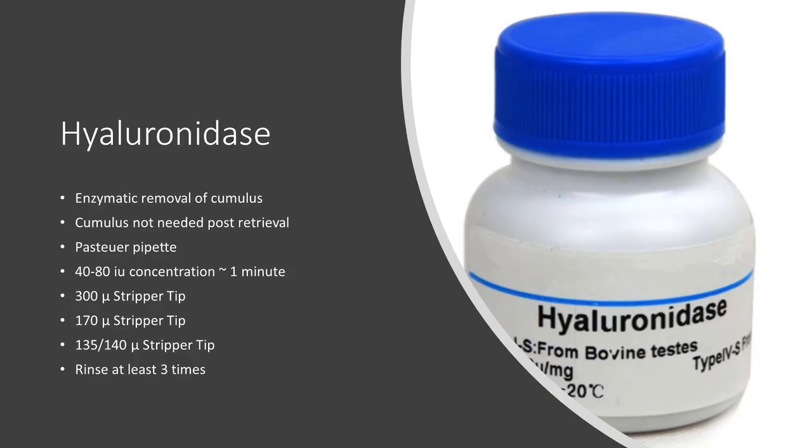Hyaluronidase, and some vendors call it cumulase, has an activity level of 80 international units. I have personally diluted it 1:1, making it 40 international units, with little problems. Hyaluronidase is an enzymatic removal of the cumulus that must be done prior to ICSI. Ironically, it is also one of the last chemicals we use that is animal derived, from the bovine testes.